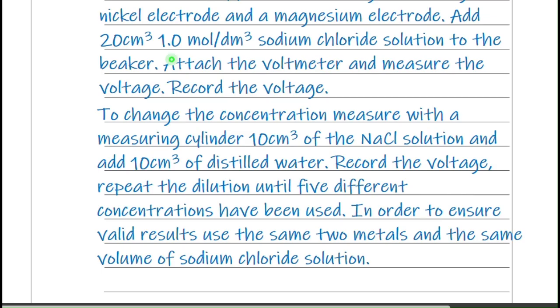To put this into our sentences, to change the concentration, measure with the measuring cylinder 10 cm cubed of the NaCl solution and add 10 centimeters cubed distilled water. Record the voltage, repeat the dilution until 5 different concentrations have been used. In order to ensure valid results, use the same 2 metals and the same volume of sodium chloride solution. 6 marks back of the net.